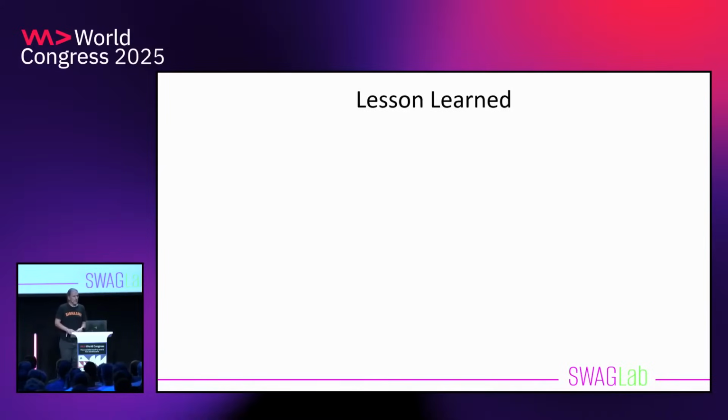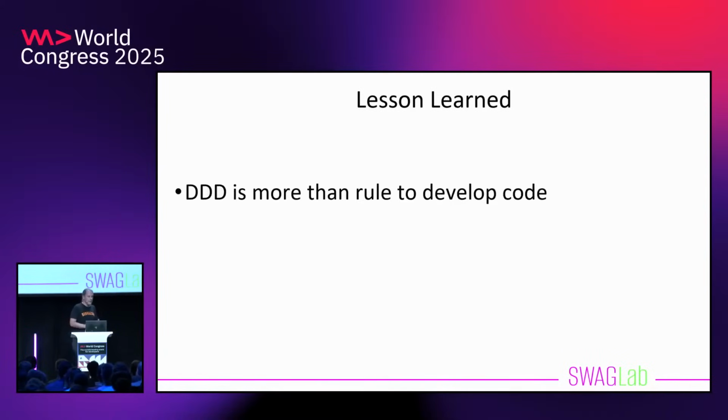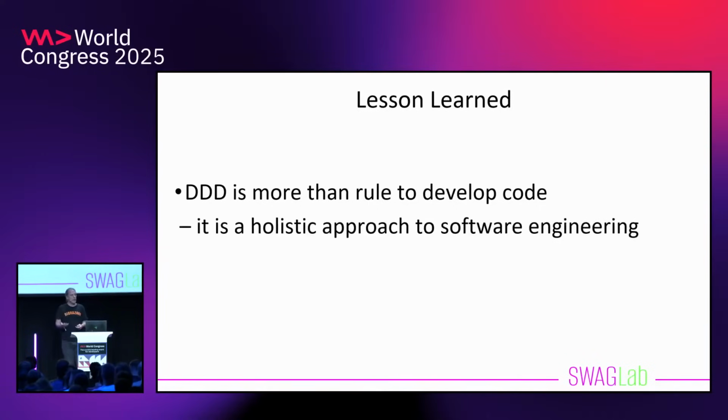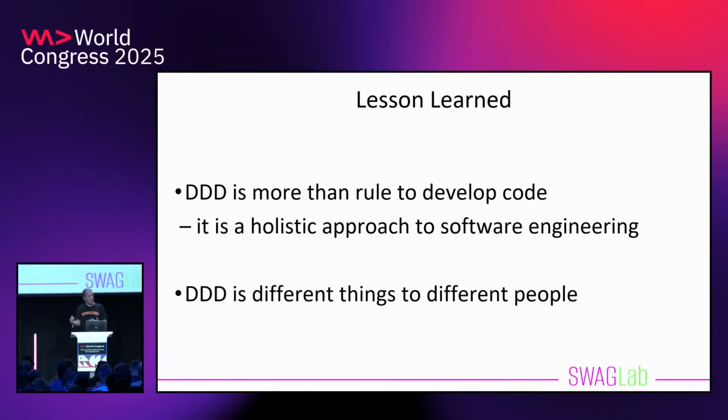So the lesson learned to me is DDD is more than just a set of rules to develop code. This is what I originally thought we would be talking about: classes, object-oriented design, and so on. It's actually a holistic approach to software engineering that covers a lot of different things. And that is why I gave that first overview where there were so many techniques to show that there is a lot of stuff for different areas, which means DDD is different things to different people.